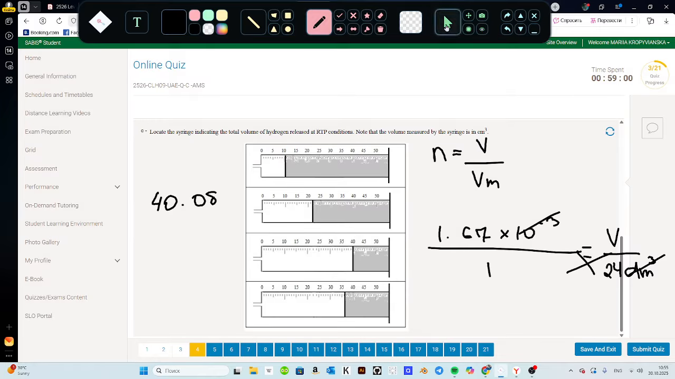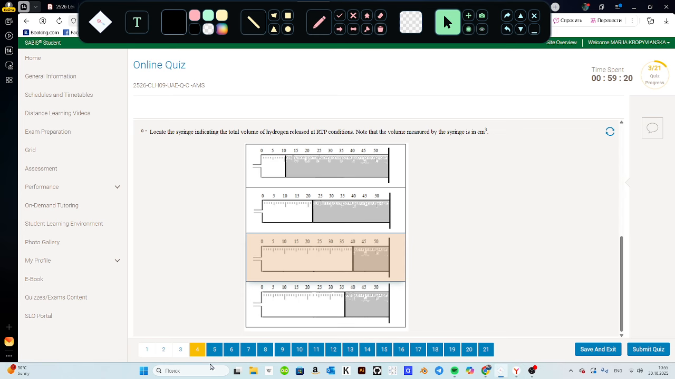Now let's see what suits us the best. Here it's 10, so definitely that's not corresponding to 40.08. Same here, it's like 22.5 approximately, wrong. And the last one, which we have, is 40.08, pretty much what we're looking for. Wonderful. And the other one also doesn't suit us because it's around 36. So you're just trying to find out the volume, and based on that, you look at the syringe that indicates the number that you found.